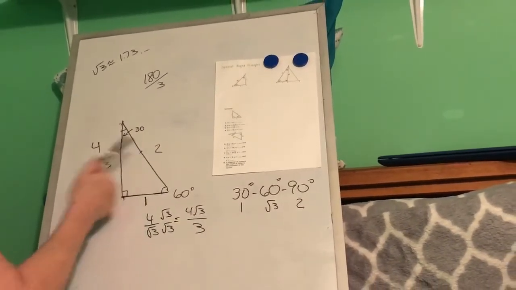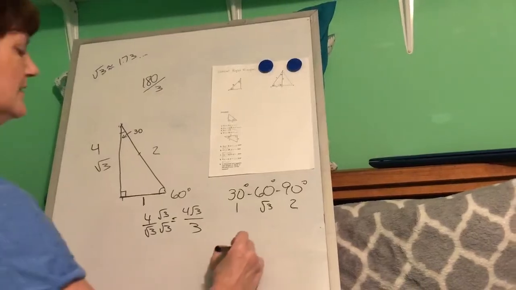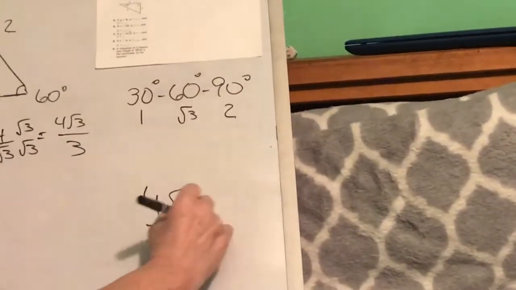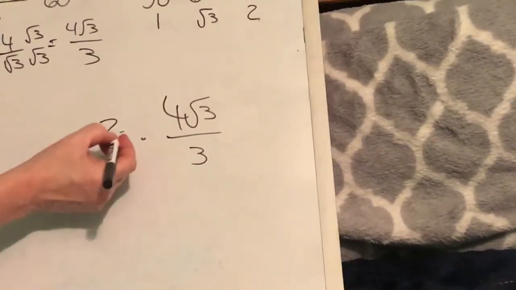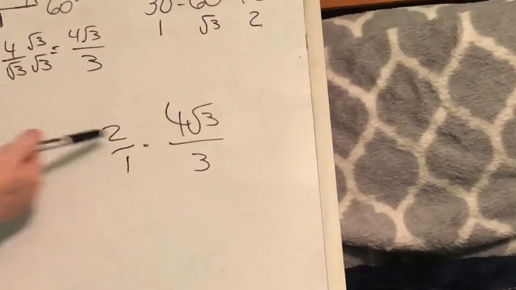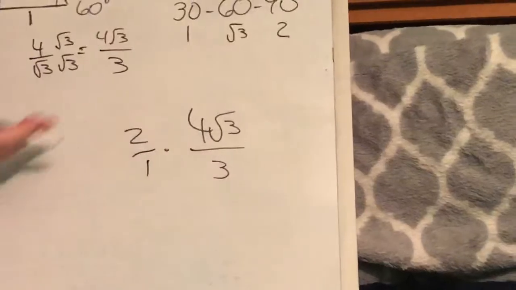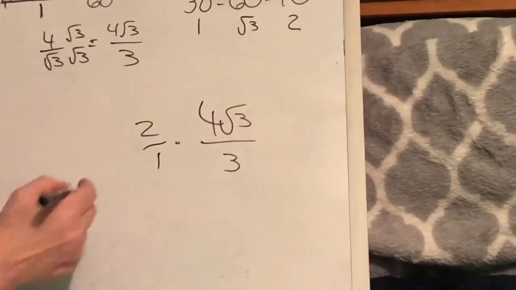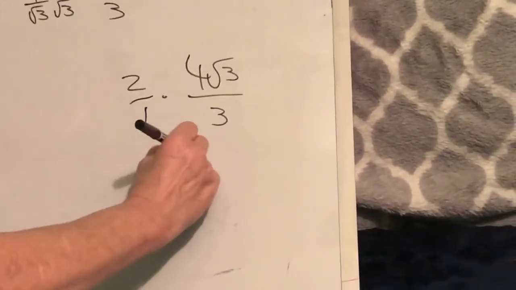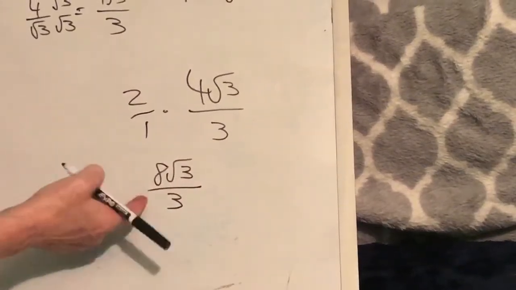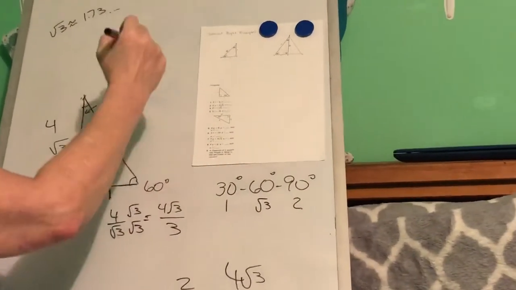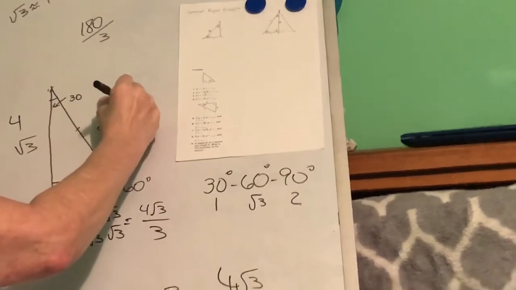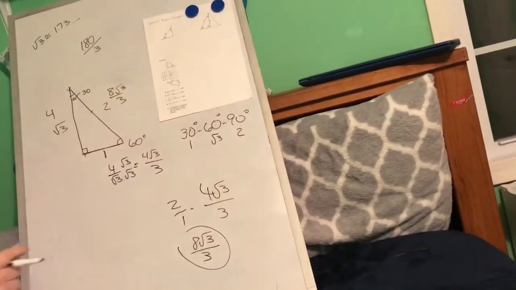We have to double it to get the hypotenuse. Now let's come over here. If I have 4 square roots of 3 over 3 and I want to multiply by 2, remember 2 is 2 over 1, and when I multiply straight across the numerator and straight across the denominator, we're going to have 8 square roots of 3 over 3. That's reduced, so that will be my hypotenuse, 8 square roots of 3 over 3.